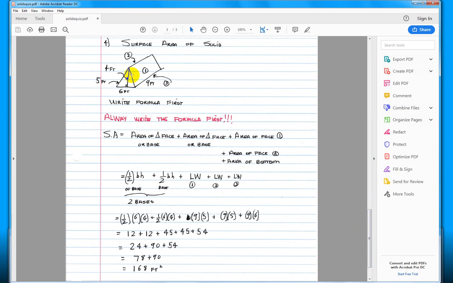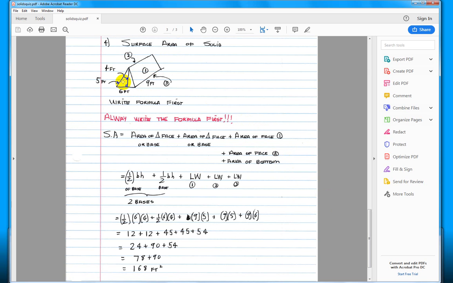The surface area is the area of the triangle that's facing you, plus the area of the triangle that's facing the other way, the two faces, right? Those two triangles, plus the area of face 1, which is like if it's a tent, the thing you see. The area of face 2, which is the back of the tent, the face you don't see, and then the area of the bottom, which I should have said was 3, circle 3.